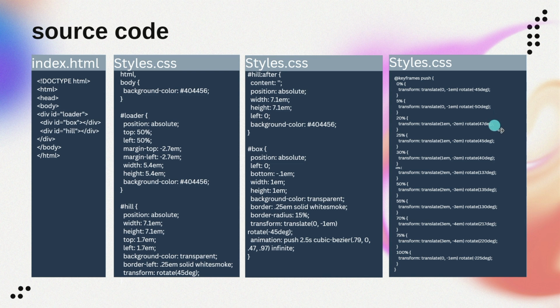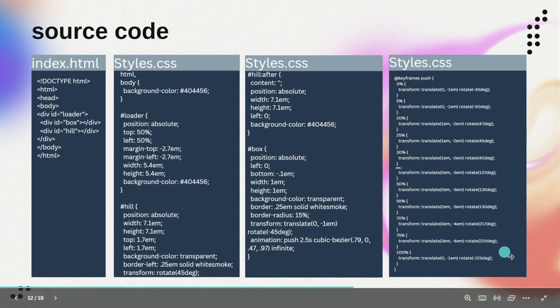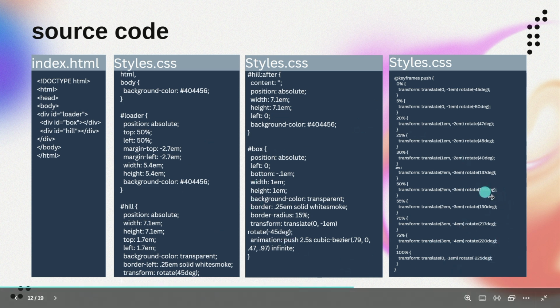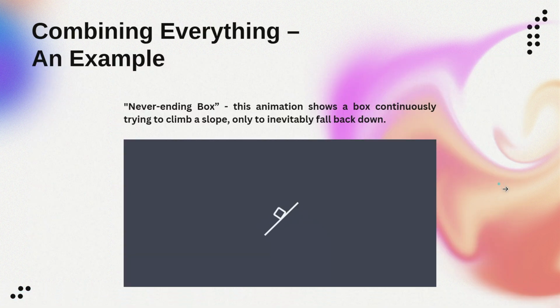slightly. At 20% the box moves up the hill and rotates forward. At 25 the box stabilizes its position on the hill. At 30 it rotates slightly backward. The box reaches the next step of the hill at 45, and then it stabilizes while climbing at 50%. At 55% it tilts slightly backward, and then we see at 70 to 75% the box reaches the highest point of the hill with significant forward rotation. So at the 100% it returns to the starting position and rotates backward, and through this source code we get this animation.